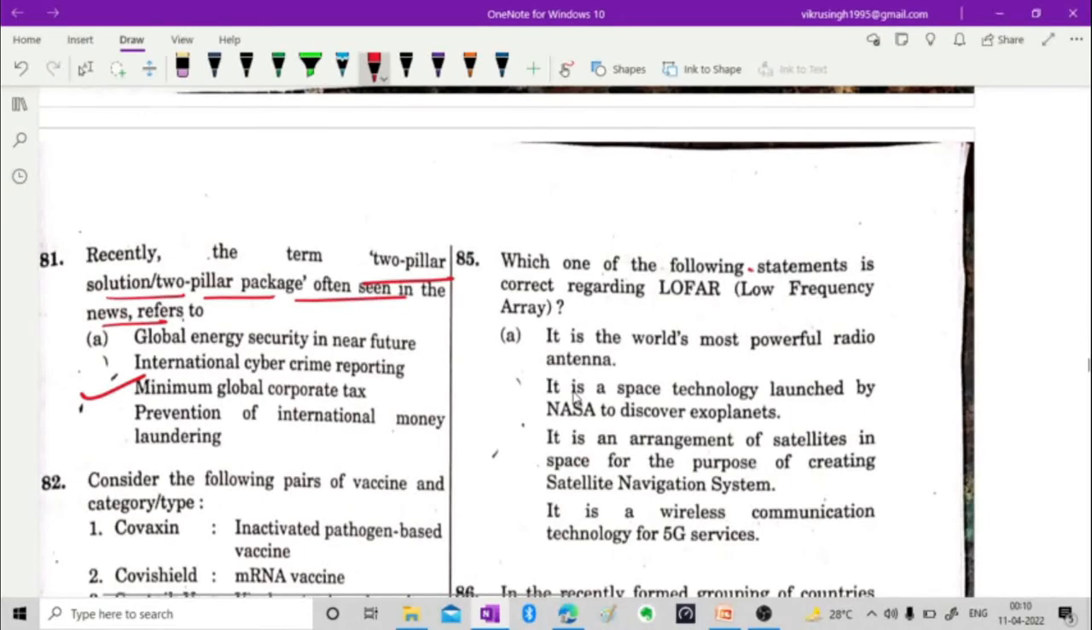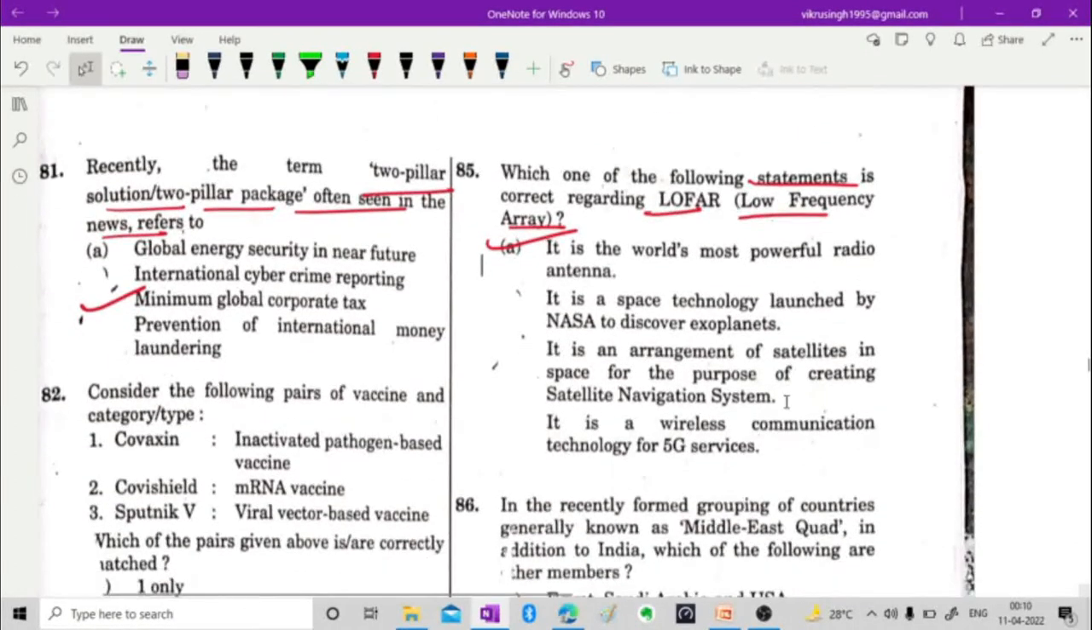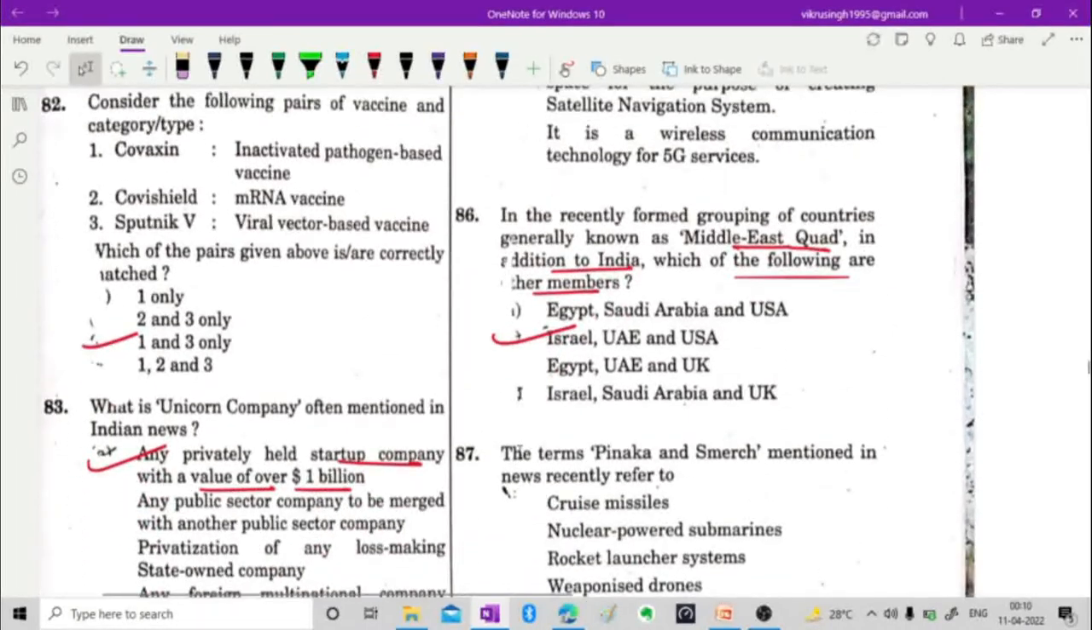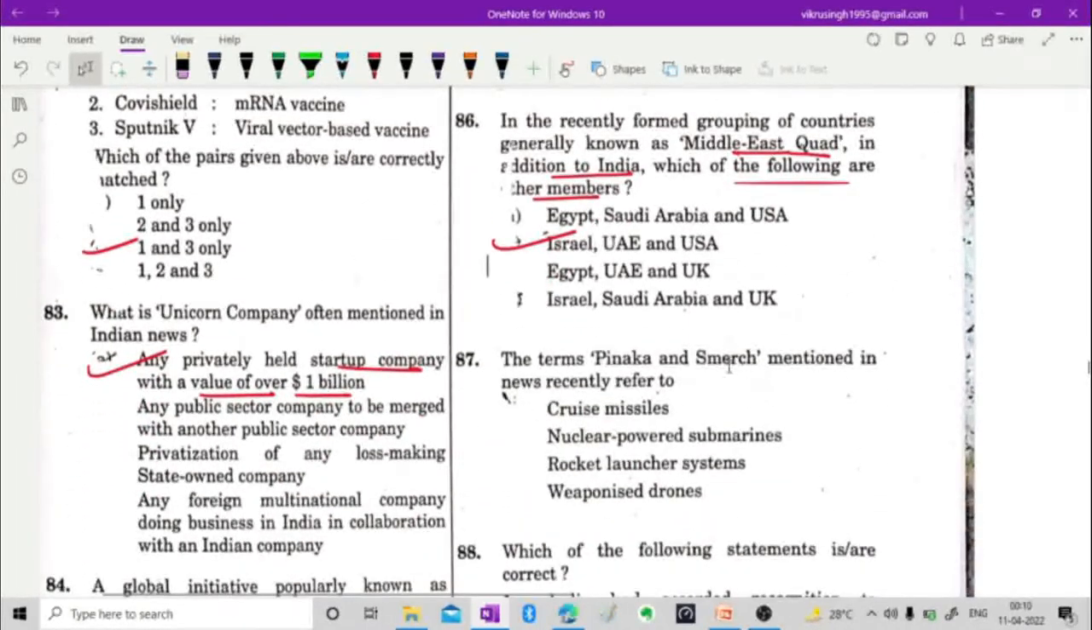LOFAR. Which of the following statements is correct regarding LOFAR? Low Frequency Array. It is the world's most powerful radio antenna. Question number 86. A recently formed grouping of countries is called the Middle East Quad. Which of the following are its members? The members are Israel, UAE and USA. The terms Pinaka and SMERCH mentioned in news recently are regarding rocket launcher systems.